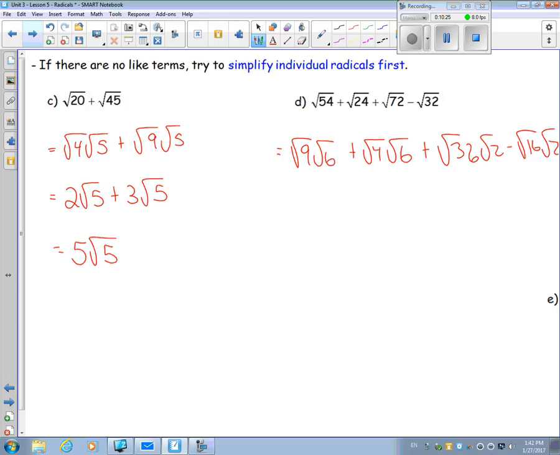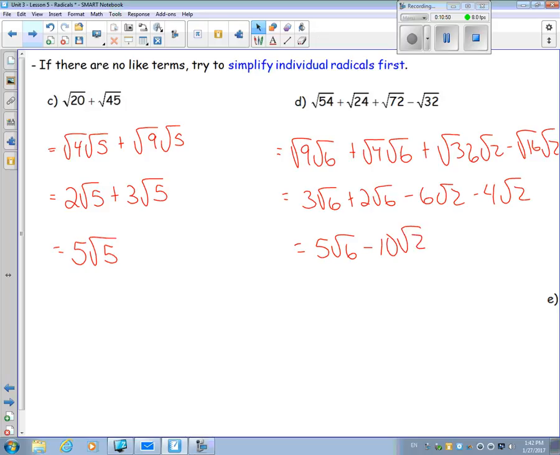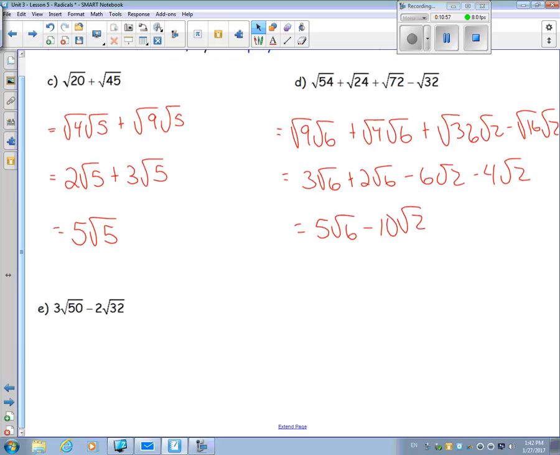And remember, our objective is the biggest possible root in all those ones, right? I know 72 can be broken into 8 and 9, but 8 can be broken down further, so it's better to pick 36. So we get 3 root 6 plus 2 root 6 minus 6 root 2 minus 4 root 2. Collect up our like terms now. We'll get 5 root 6 minus 10 root 2. And you can't go any further than that because the roots are not like terms and they're not able to simplify them.